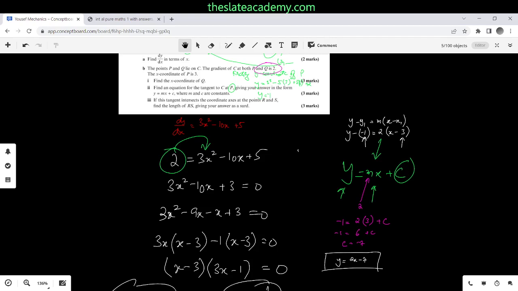Are you there? Yes, sir, I'm here. Do you understand this equation? Do you know this equation? Y minus y1 is equal to m into x minus x1. This is how I find the equation of a straight line where y1 and x1 is the point given. If I'm given one point of a straight line and the gradient of that straight line, I can use this equation.